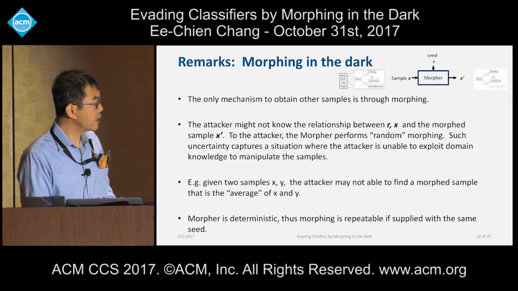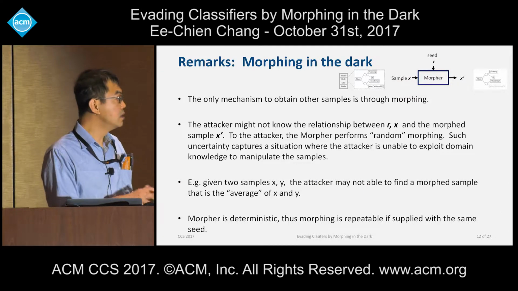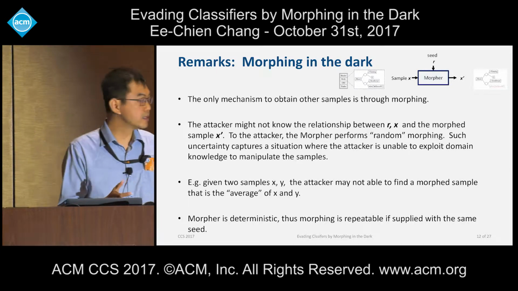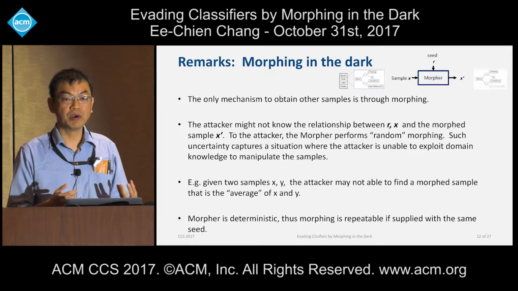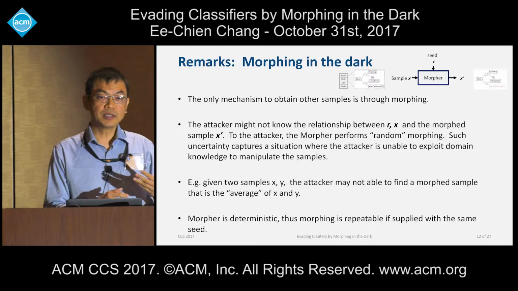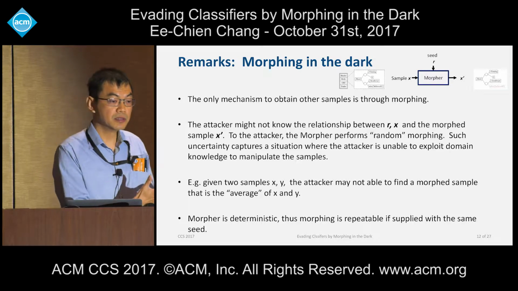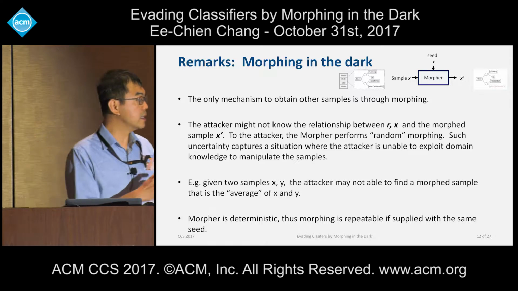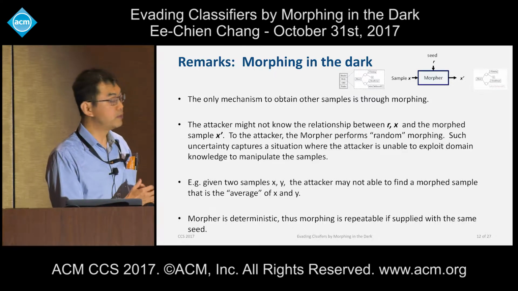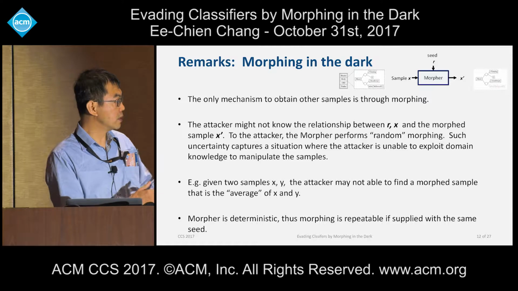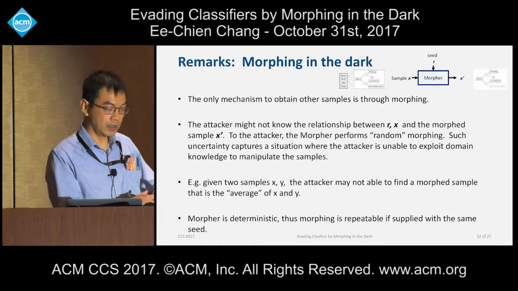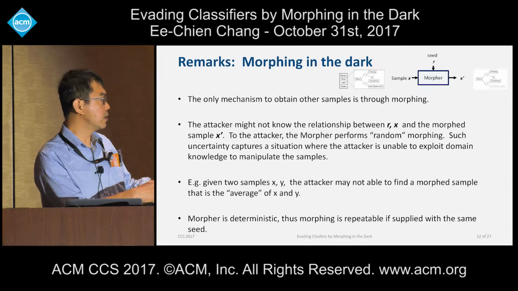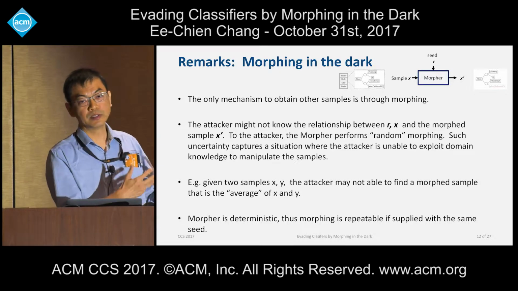So we assume that the attacker might not know the relationship between R, the input, and the morph samples. So in some sense, to the attacker, the morpher performs a random morphing. So he doesn't know what he will get until the morphing is done. And such uncertainty captures a situation where the attacker is unable to exploit domain knowledge to manipulate the samples. So, for example, the morpher could be an output of a learning process, or is using some domain knowledge that the attacker is unable to exploit.